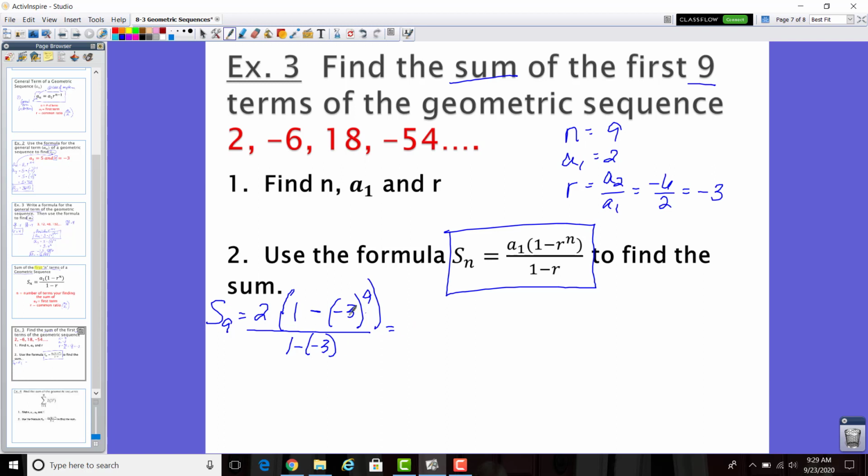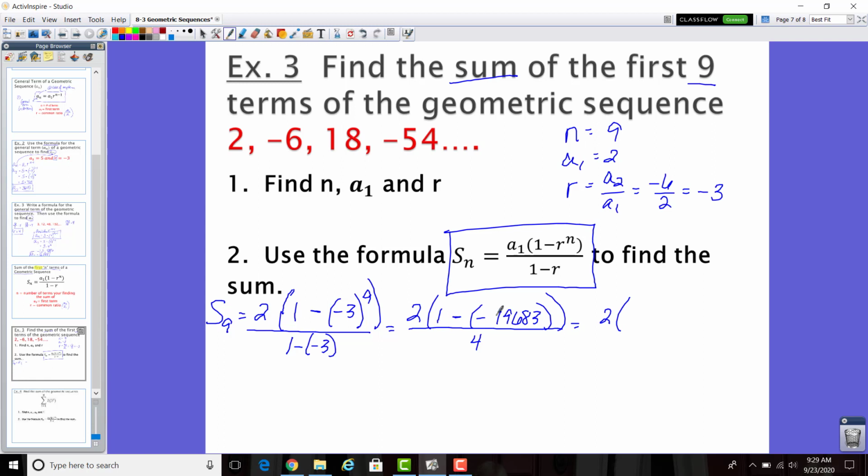Okay, so order of operations says do grouping symbols first. So 1 minus the value of negative 3 to the 9th power. If you plug that into your calculator, negative 3 to the 9th power is going to give us a negative 19,683. On the bottom, 1 minus negative 3 is 4.